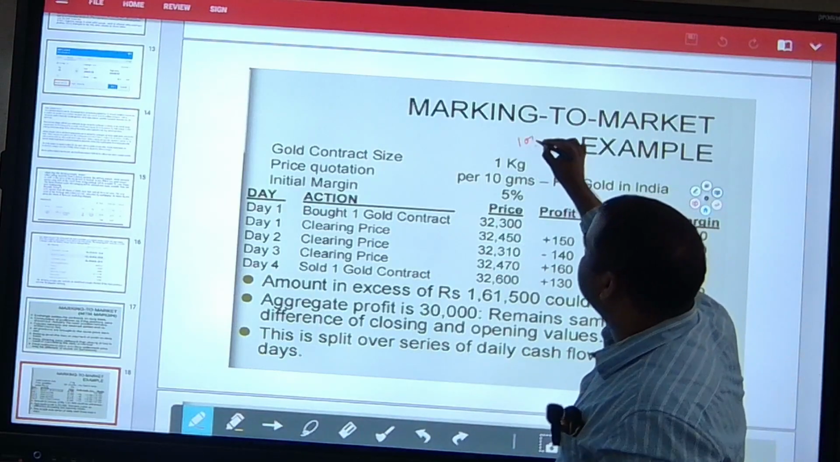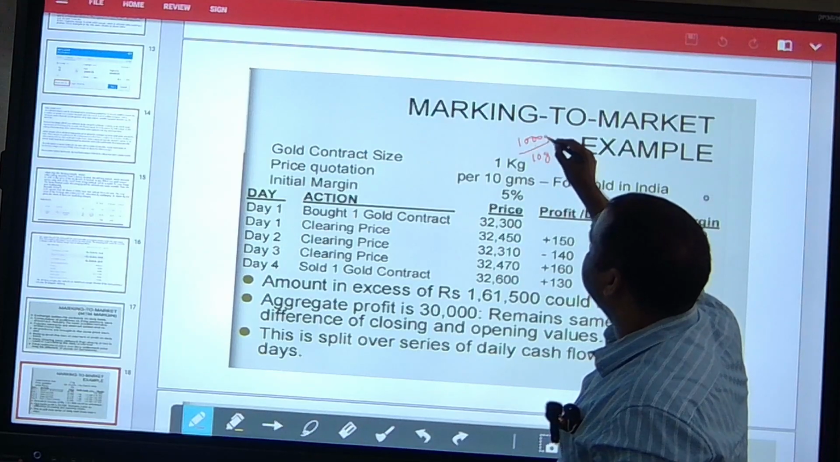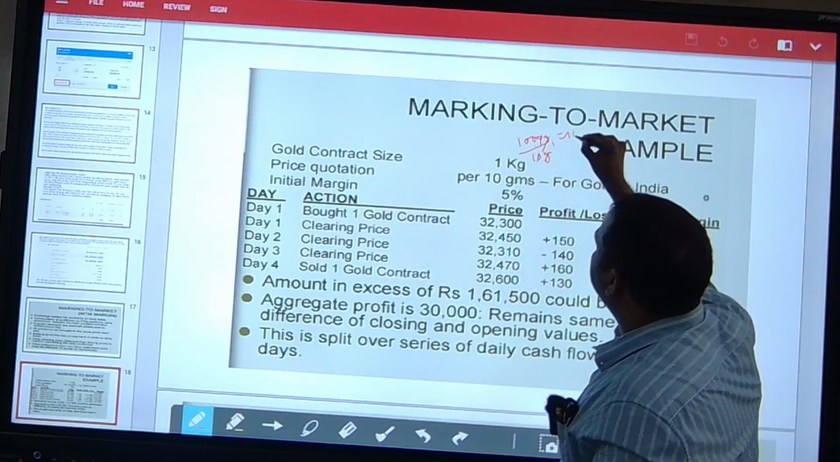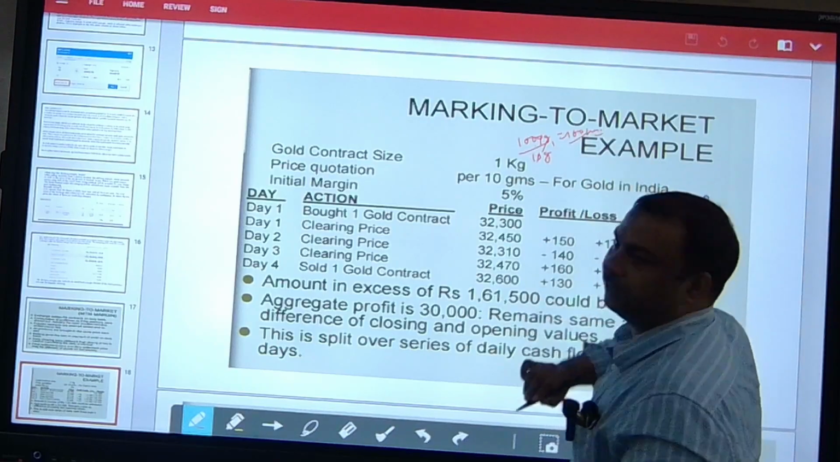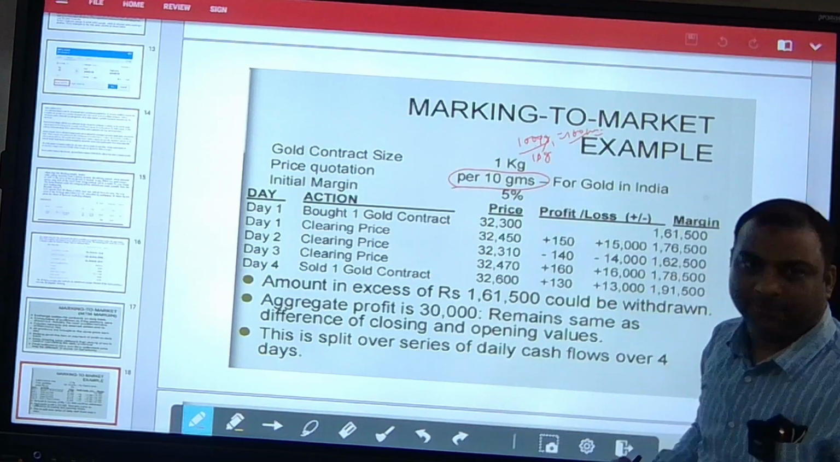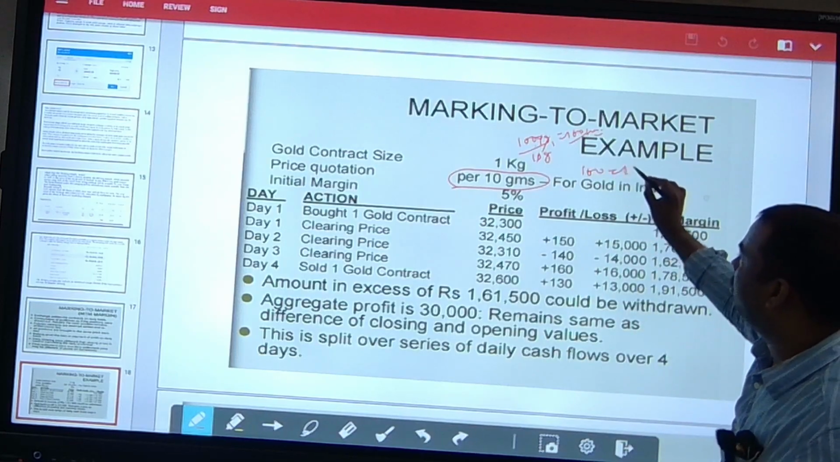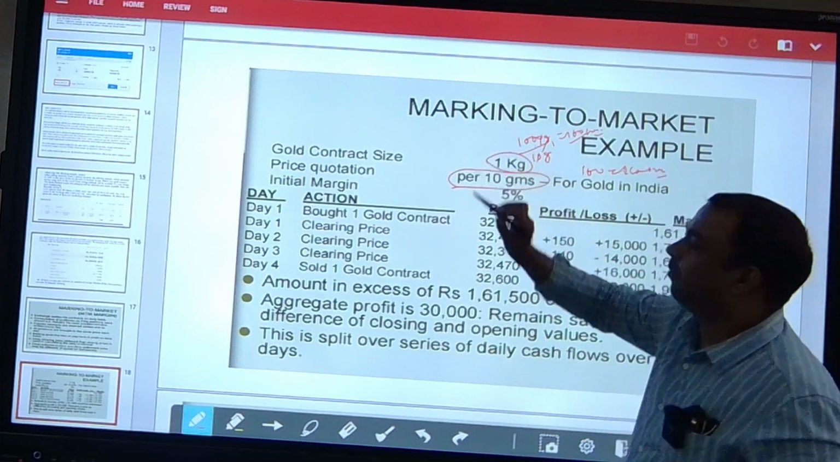1 kg is 1000 gram, and you have 100 numbers of this 10 grams. Means 100 number of this 10 gram is equal to one contract. One contract is about 1 kg.